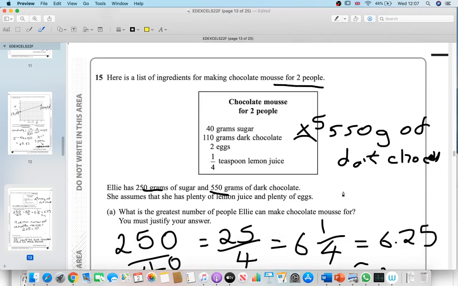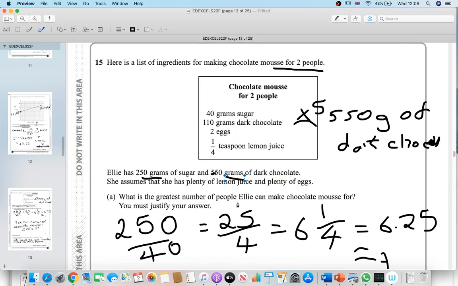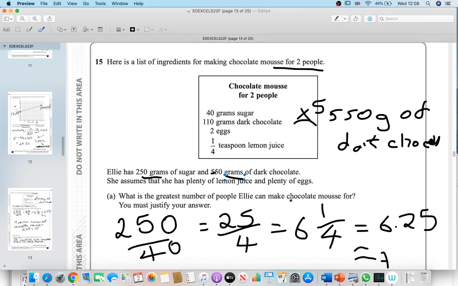Right, guys, question number 15. Okay, so we're getting there. Here is a list of ingredients for making chocolate mousse for 2 people: 40 grams of sugar, 110 grams of dark chocolate, 2 eggs, and a quarter teaspoon of lemon juice. Ellie has 250 grams of sugar and 550 grams of dark chocolate. She assumes that she has plenty of lemon juice and plenty of eggs. What is the greatest number of people Ellie can make a chocolate mousse for? You must justify your answer.